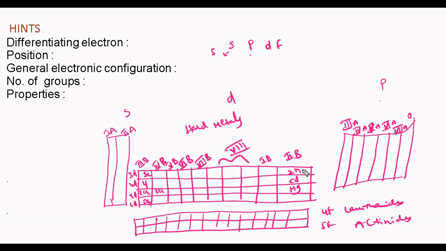So while you are writing this SPDF block elements classification, you should keep in mind these 5 points. What are those? Differentiating electron position and general electron configuration of the block, and number of groups and properties. If you are good at drawing, you can draw the periodic table, otherwise leave that, and you should only write the S, P, D, F block elements properties.